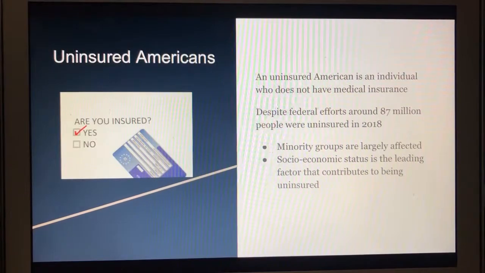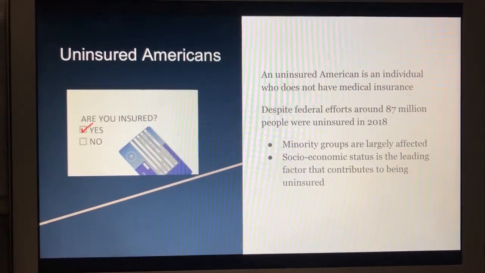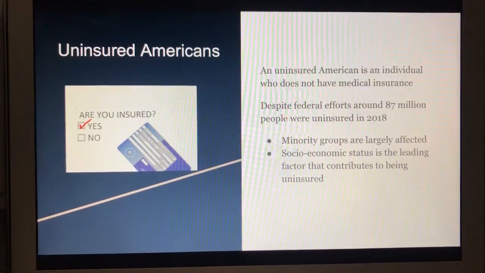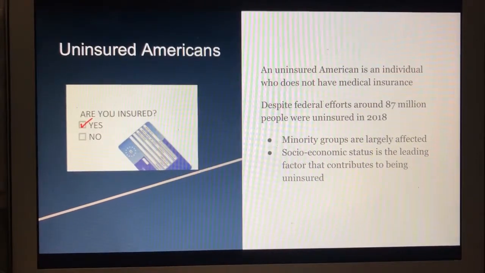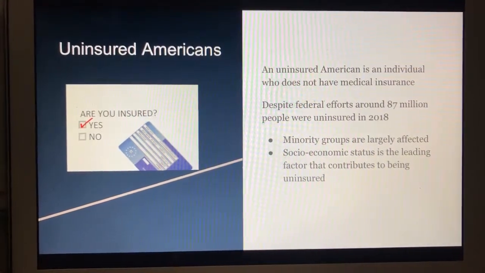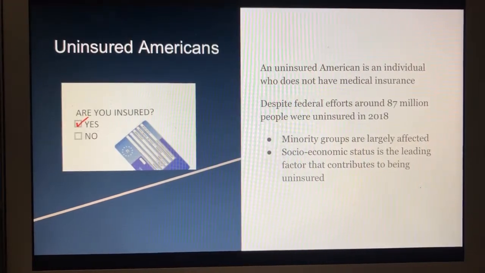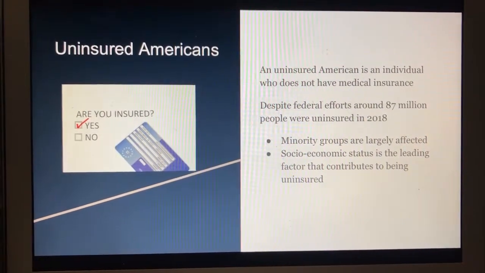Uninsured Americans. An uninsured American is an individual who does not have medical insurance. Despite federal efforts, around 87 million people were uninsured in 2018. Minority groups are largely affected. Socioeconomic status is the leading factor that contributes to being uninsured.